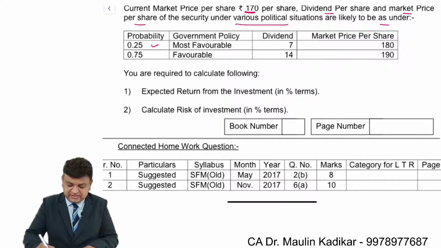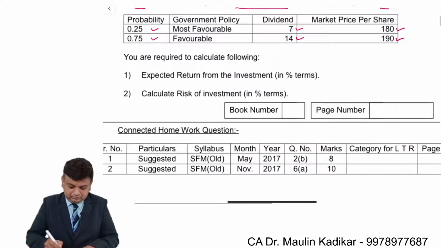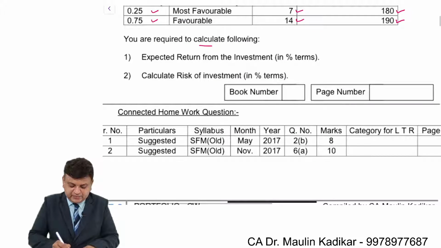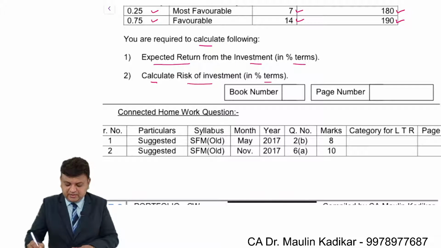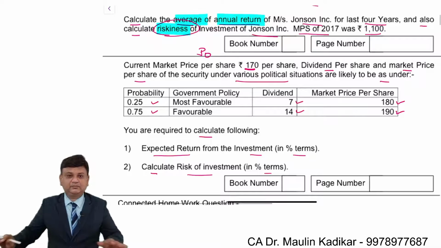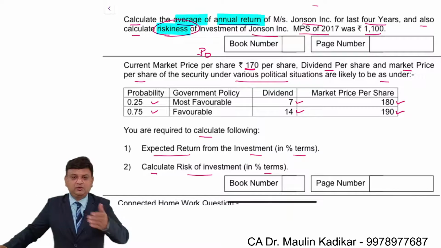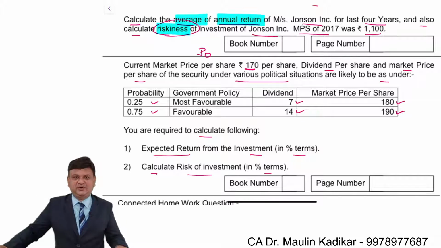There are 25% chances that dividend will be 7 rupees per share, 75% chances it will be 14 rupees per share, and in both the cases what would be the market price of the share is also given to us. You are required to calculate the following: expected return from the investment measured in percentage term. Calculate risk of the investment measured in percentage term. I want you to tell me the answer of the first question in the chat box.